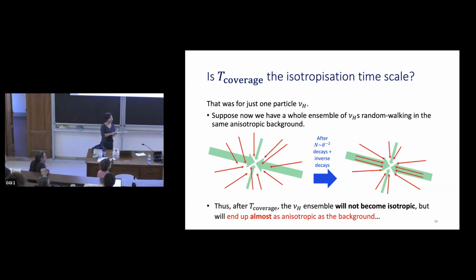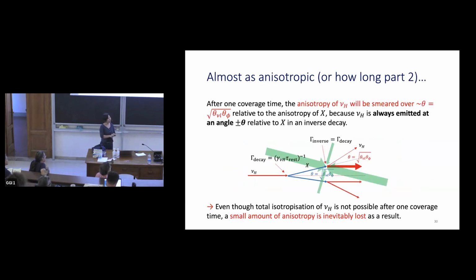Now I say almost, I didn't say exactly, and that is because when you look at the recombination of X with another X from the background, the heavy neutrino that gets emitted is always at an angle relative to the anisotropy. Okay, so that's just the decay. It's nothing we can do about it. So in other words, there will always be a tiny little bit of loss of anisotropy after one step. It's just a tiny bit of loss, not a lot.